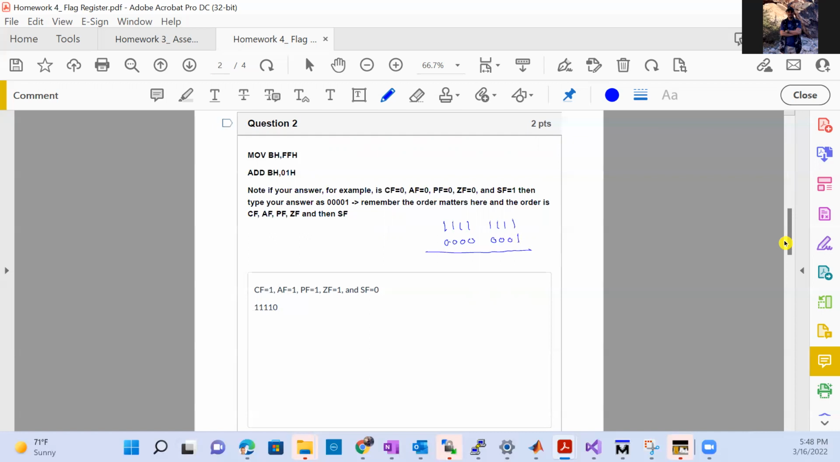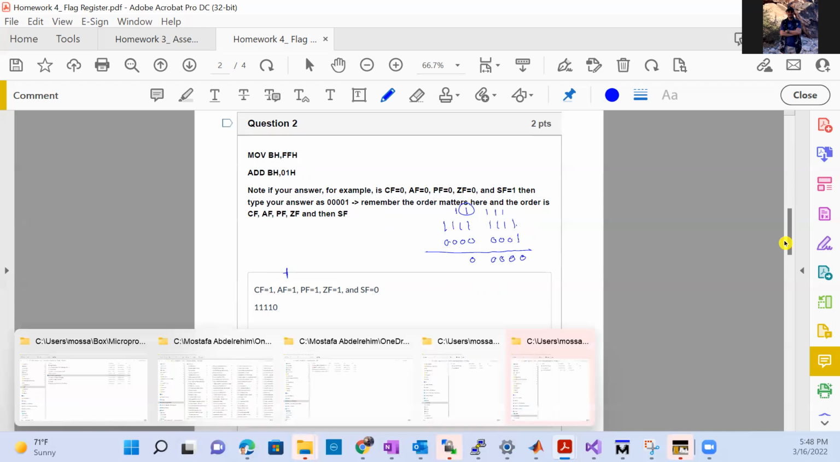Let's add these together. 1 plus 1 is 0, and we have a carry of 1. 1 plus 1 plus 0 is again 0, and we have a carry of 1. 1 plus 1 plus 0 is 2, which is again 0, and we have a carry of 1. 1 plus 1 plus 0 is again 2, which is 0, and we have a carry of 1. And before you continue, since you have a carry from the 4th bit to the 5th bit, the auxiliary flag is 1.